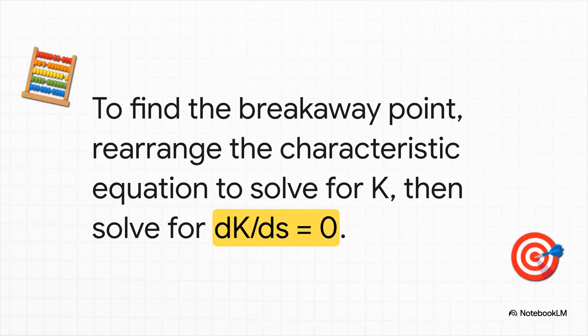And we can find this critical transition point exactly using a little bit of calculus. We just rearrange our main equation to solve for k, and then we find the spot where its rate of change with respect to s is 0. That gives us the precise location on the axis where the breakaway happens. This tells the designer the exact value of gain that will cause their system to start oscillating.